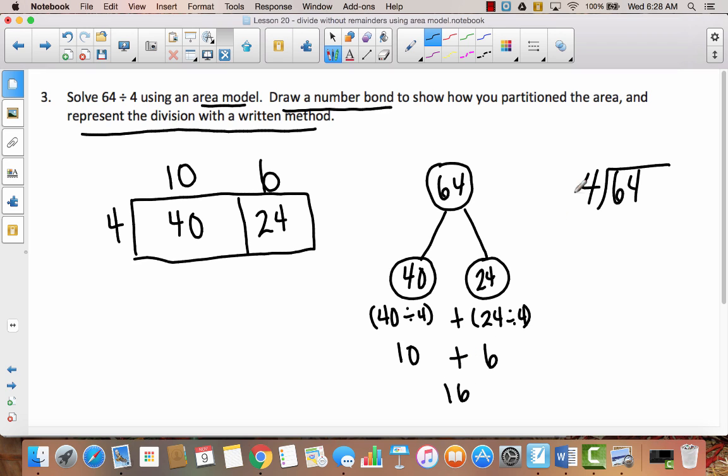So let's try standard algorithm and see if we get 16 too. I take 6 tens and divide it by 4, and that gives me 1 ten. 1 times 4 is 4. When I subtract, that gives me 2 tens. I add my 2 tens to my 4 ones. That gives me 24. 24 divided by 4 is 6, and 6 times 4 is 24, which gives me a remainder of 0. So I got 16, 16, and 16.